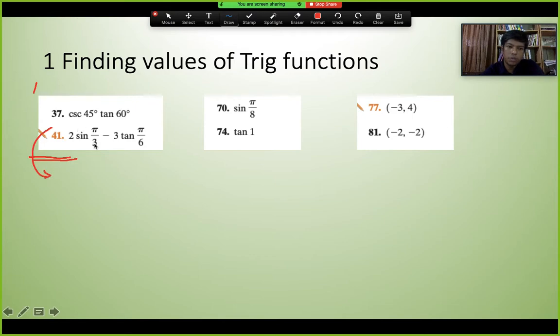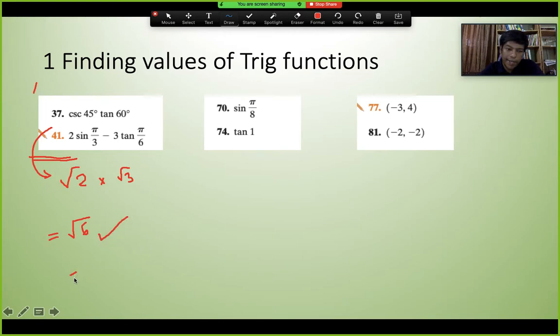This is cosec 45 degree. Cosec 45 degree means 1 divided by sine 45 degree. Sine 45 degree equals 1 divided by root 2 or root 2 by 2. Let's say 1 divided by root 2. That means cosec 45 degree is just root 2. And then tan 60 degree equals root 3. Then root 2 into root 3 means root 6. You can write it as root 6. Then this will be the answer.